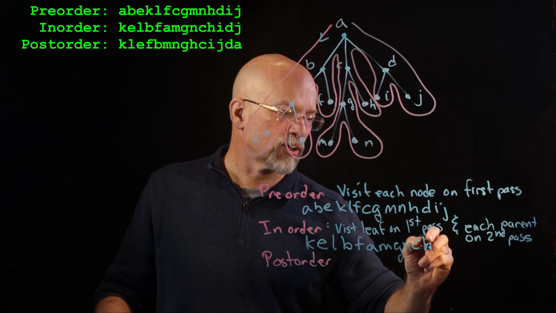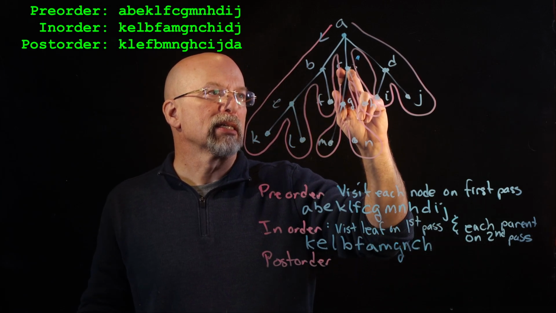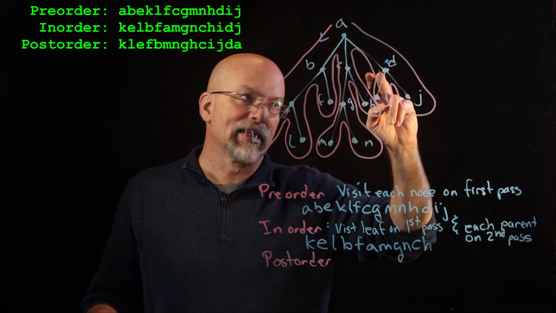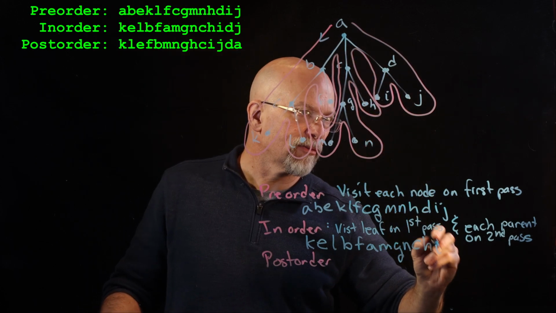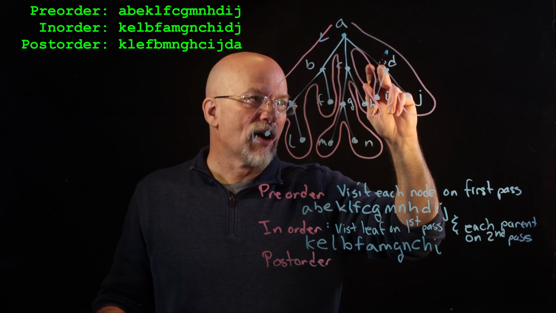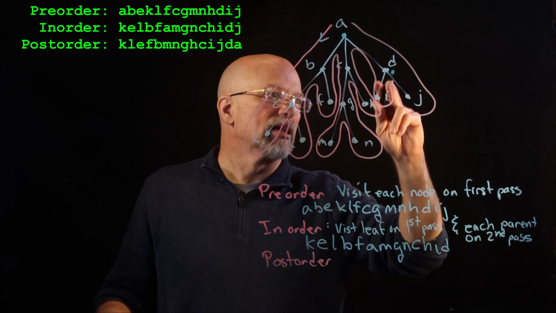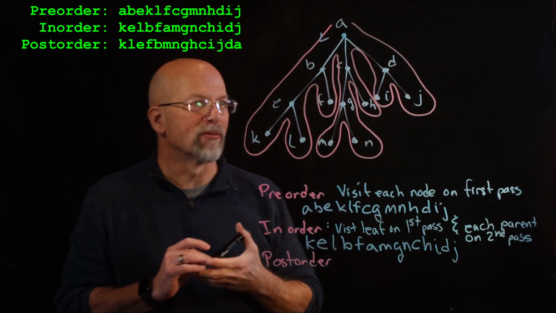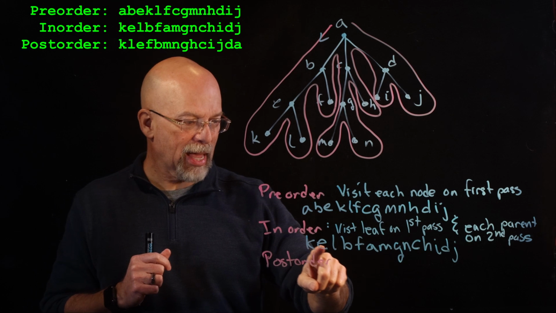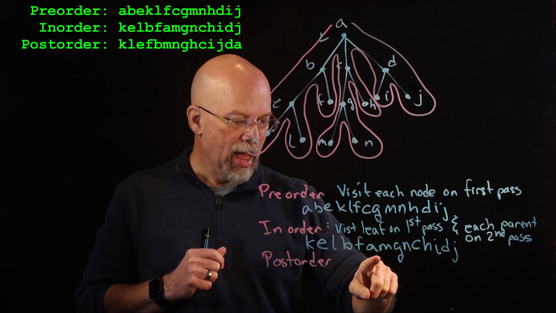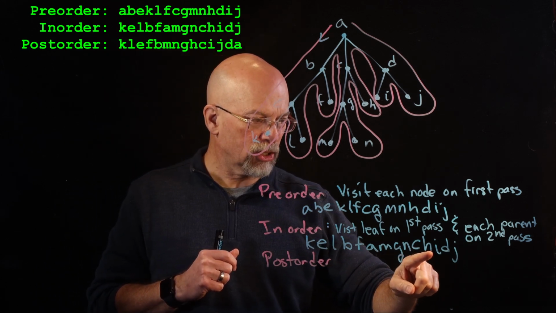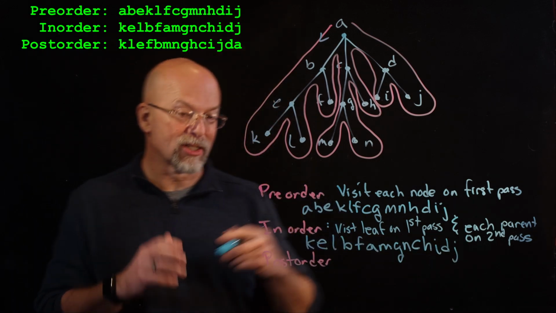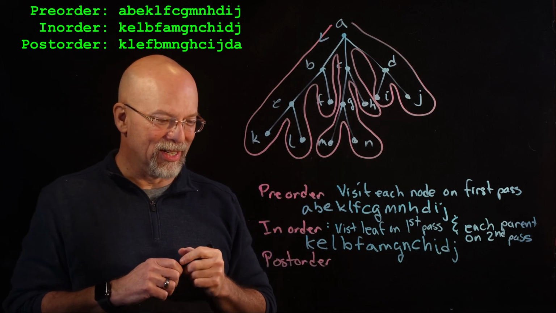H is a leaf, so as soon as you visit a leaf, you add it. C is visited for a third time, no. A is visited for a third time, so no. D first, no. I is a leaf. D is now the second time, so we visit it. J is a leaf, so we add it. We come up, and A has already been visited, so we don't visit it again. And we get K, E, L, B, F, A, M, G, N, C, H, I, D, J. That is exactly the same thing we got on the other way of visiting, all right?